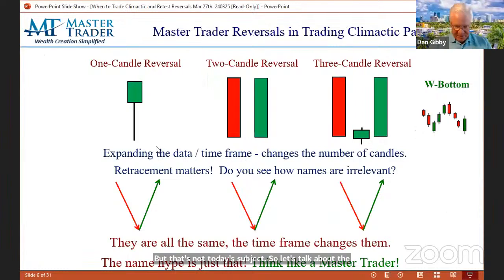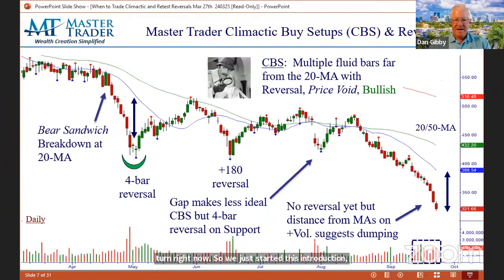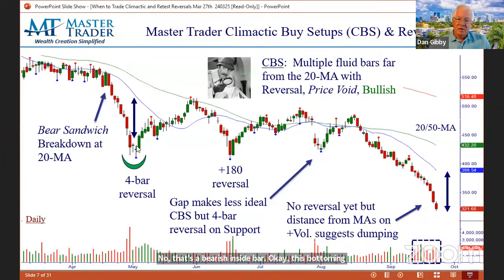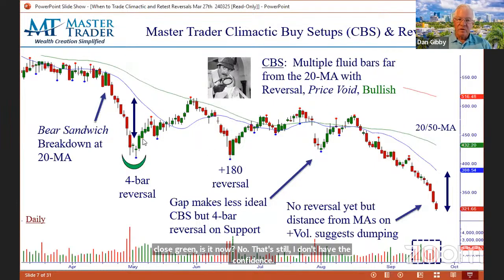So we just started this introduction, right? How many bars do I need to give me confidence that I'm ready to bounce? The selling has eased. Well, is it this bar? No, there's no reversal. Is it this bottoming tail bar? No, that's a bearish inside bar. Okay, this bottoming tail made a new low and closed green. Is it now? No, I still don't have the confidence. Now, this green bar, I have a four bar turn.